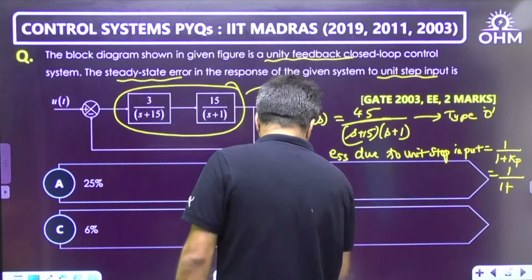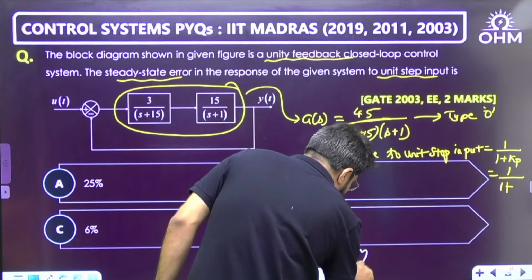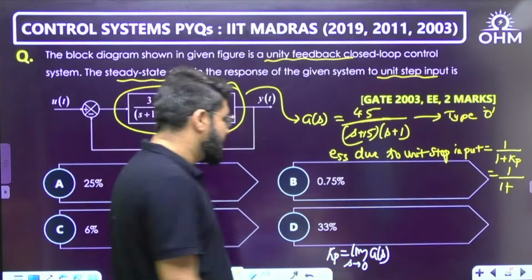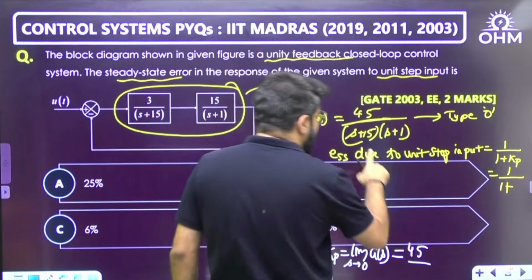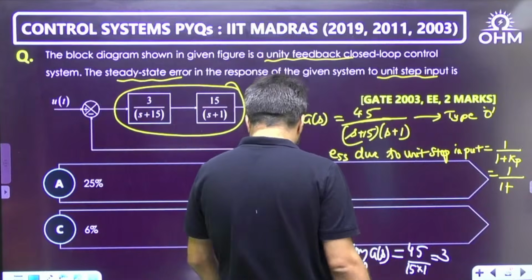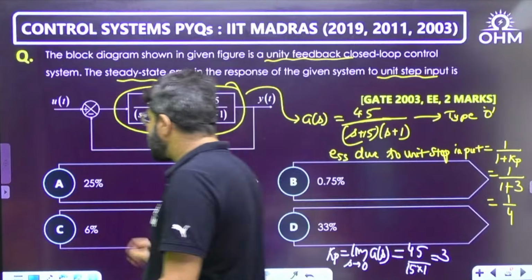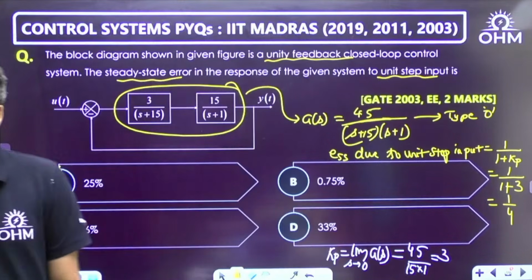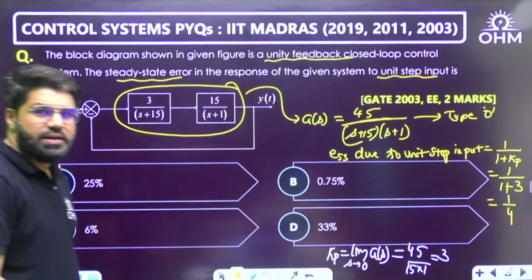So what is Kp? Kp is given by limit s tending to 0 of G(s), correct? Now when you put s tending to 0 in G(s), how much will be left? 45. Put s tending to 0, so this is 15 and 1. 45 by 15, this becomes 3. So 1 upon 1 plus Kp, Kp is 3, so net answer is 1 by 4. And 1 by 4 in percentage will become 25 percent. Yes, correct answer, Lalita. Option number A. 25% it will be.